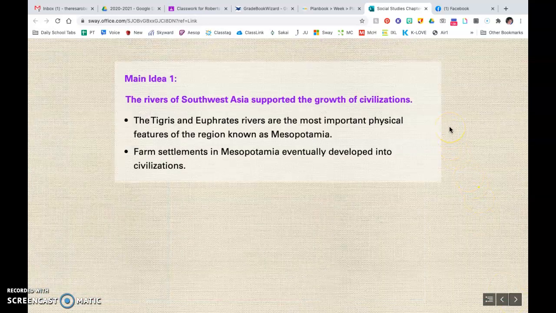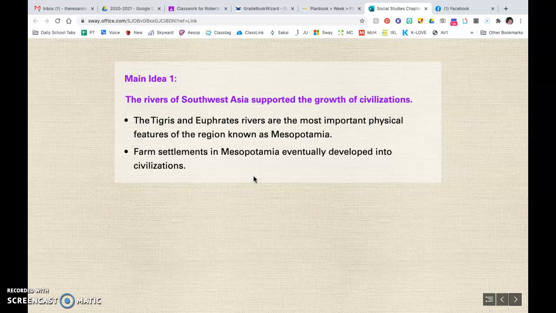So our first main idea. We have two rivers that we're going to discuss when talking about Mesopotamia, the Tigris and the Euphrates, and they are the most important physical features of this whole entire region that's known as Mesopotamia. The farm settlements in Mesopotamia eventually developed into civilizations.